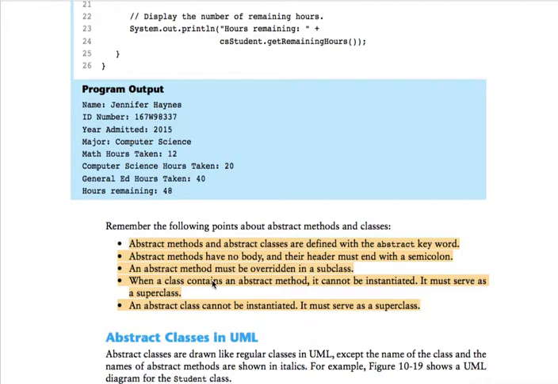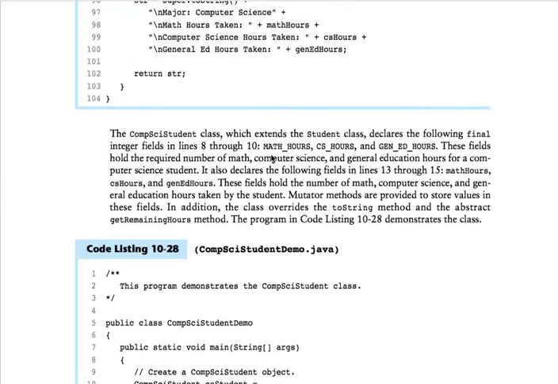When a class contains an abstract method, it cannot be instantiated. It must serve as a superclass. So again, my example, class shape, you cannot create an object of class shape. An abstract class cannot be instantiated. It must be a superclass. Okay, all that, we get that. All right, let's go ahead up here and give you another example.